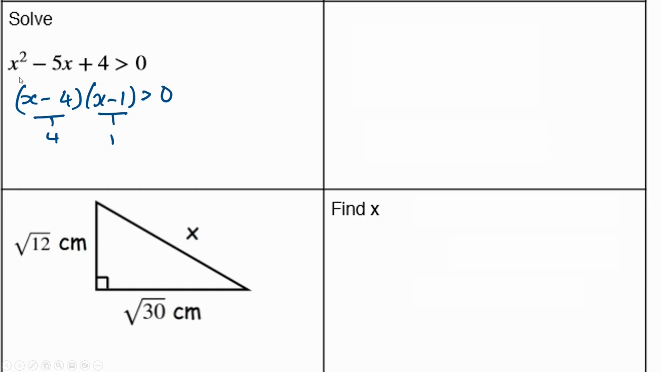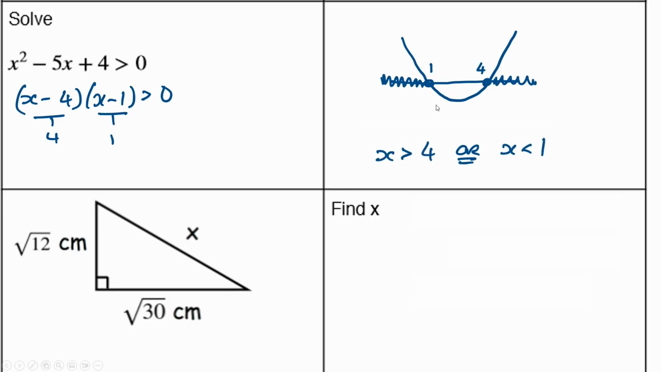I also know it's a positive or happy quadratic, so therefore I know my quadratic is going to look something like this. Now I want to know where the quadratic is above 0. It's above 0 here, and it's above 0 to the left of 1. So my answers are x is greater than 4 or x is less than 1. An important point: the reason these aren't less than or equal to is because the question isn't less than or equal to. So that's why I've got those numbers there. Next question.